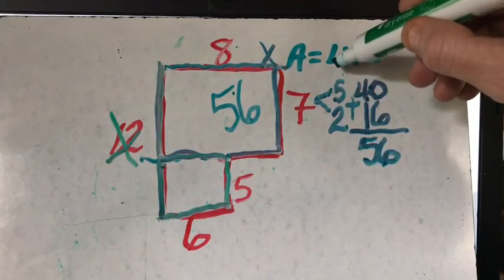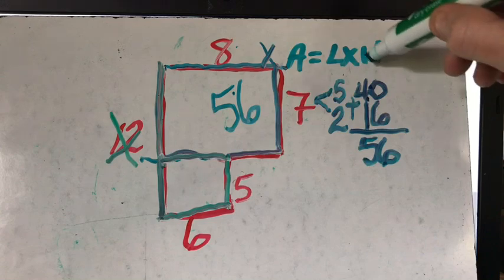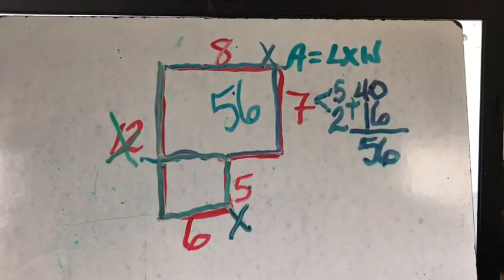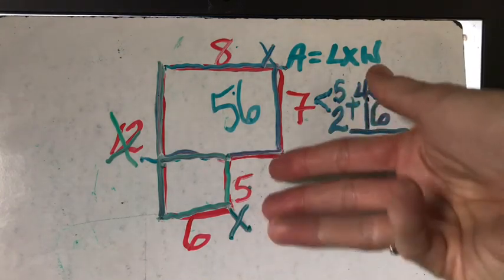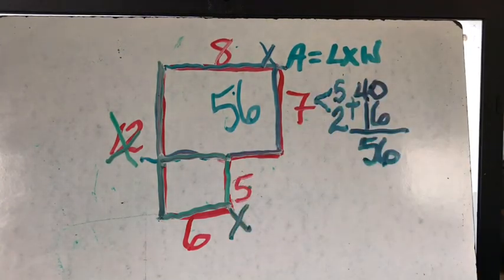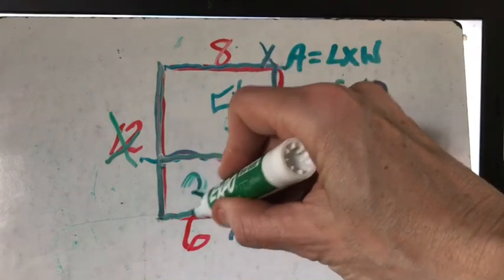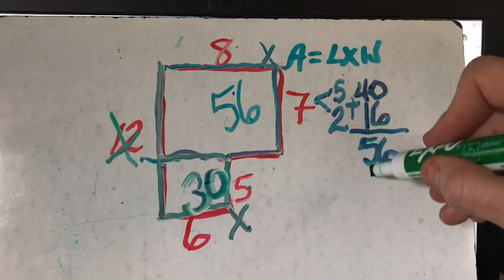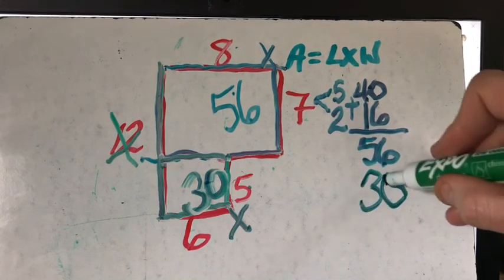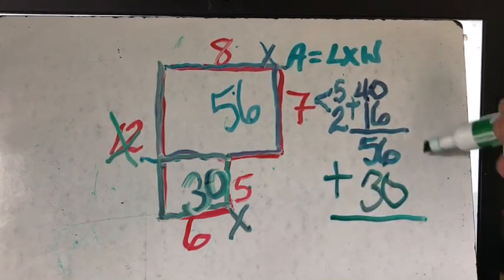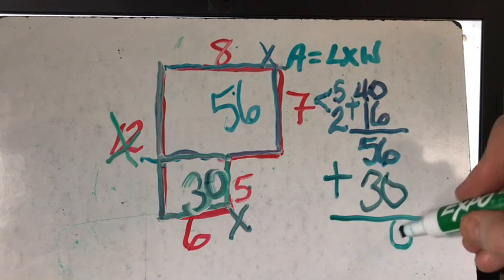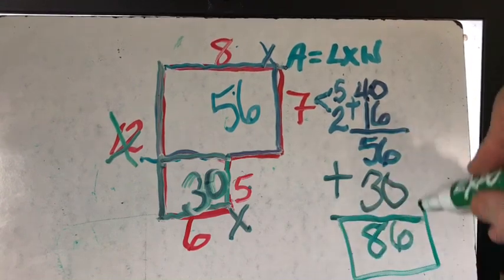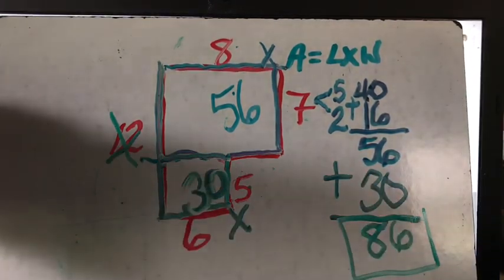I just have to multiply 2 factors to get area. So I have 5 times 6. If I count by 5s, 5, 10, 15, 20, 25, 30. 5 times 6 is 30. Now I have the area for 2 separate rectangles. I add those together. So 56 plus 30, 6 plus 0, 6. 5 plus 3 is 8. So the total area for the whole figure will be 86.